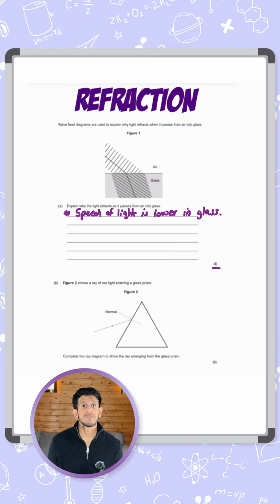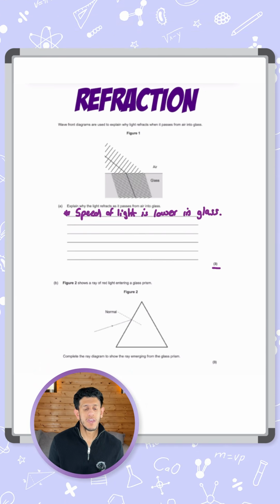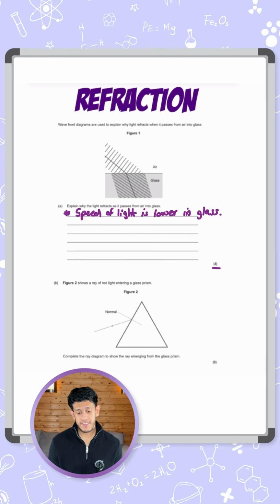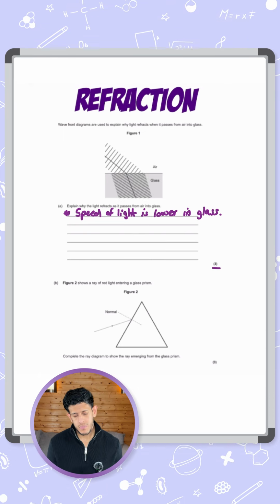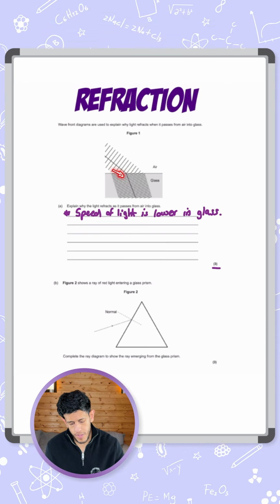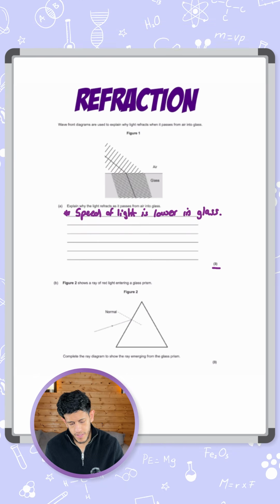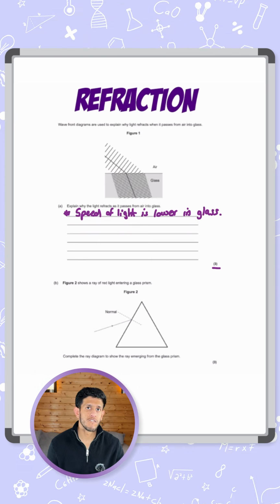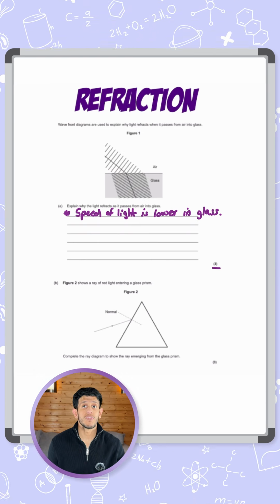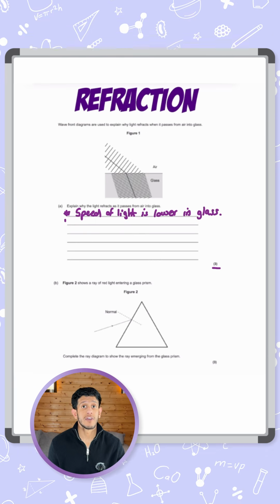So now we've explained which medium light travels slower in, we now need to establish how this affects the wavefronts on the diagram. So we can see on the left-hand side, this wavefront reaches the glass first. So therefore this is the side that actually slows down first. So I'll put that the edge of the wavefront nearest to the glass slows down first.